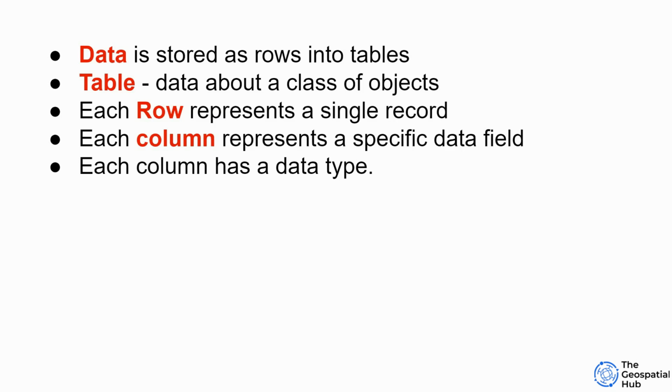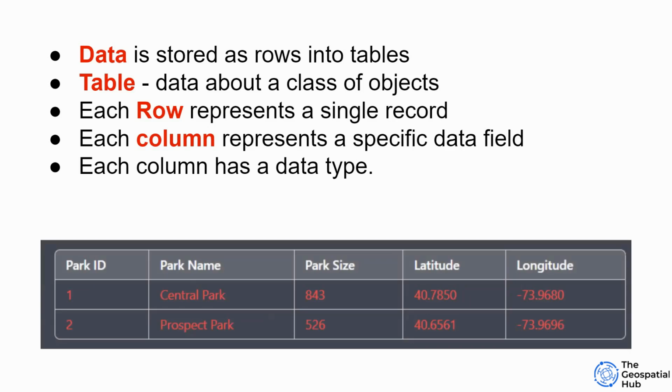Let us envision we want to create a database of parks in a city. So we want information about the location of the park, the name of the park, and the size of the park. So we start by creating a table. This is a representation of the table. We create this table and we call the table parks. And now the parks would have data. These are the data in the park stored in these rows. The entire table is the data about an object class, and the class of this object is the park. And now the row represents a single record.